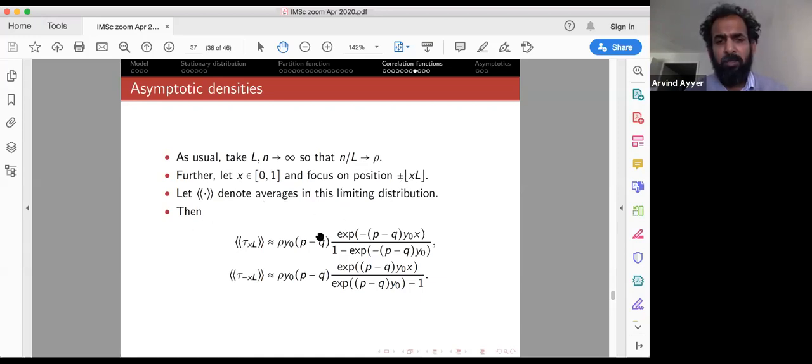And then from our asymptotic formulas, we get pretty explicit formulas. I remind you that Y naught is the unique solution to some transcendental equation. Okay, so this is pretty explicit. But I want to focus on some of its features.